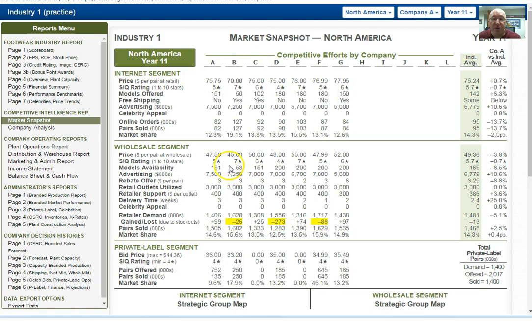They also outspent me somewhat in advertising. They had a better rebate offer. So yeah, I'm getting a pretty clear picture as to why their demand was so much higher than mine. And that explains who got the sales that they got.